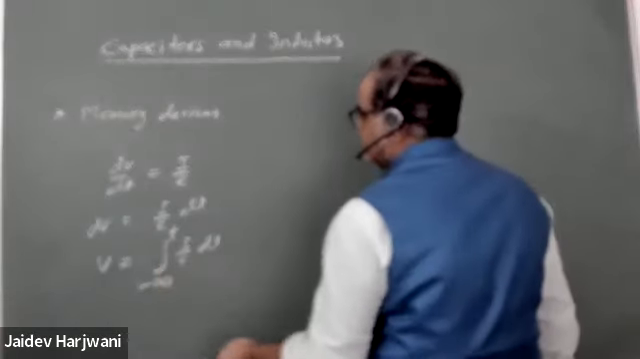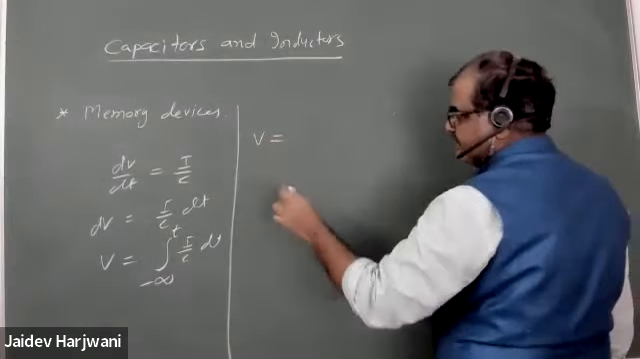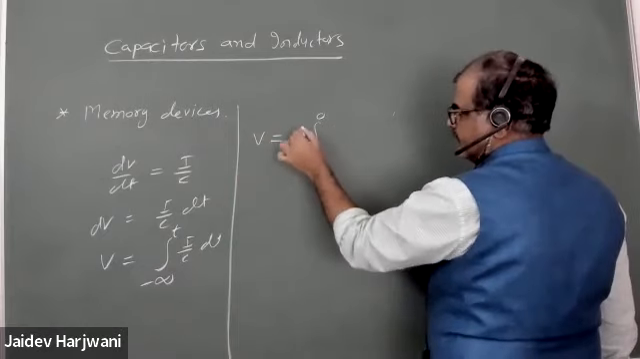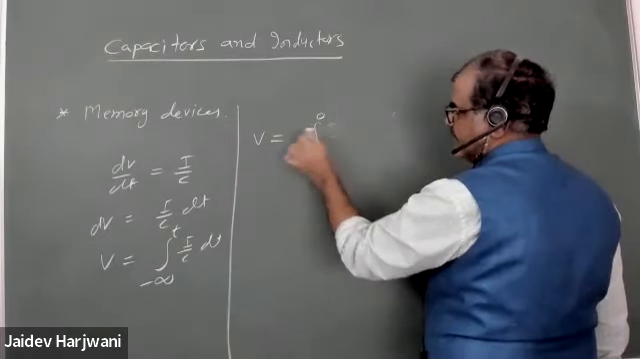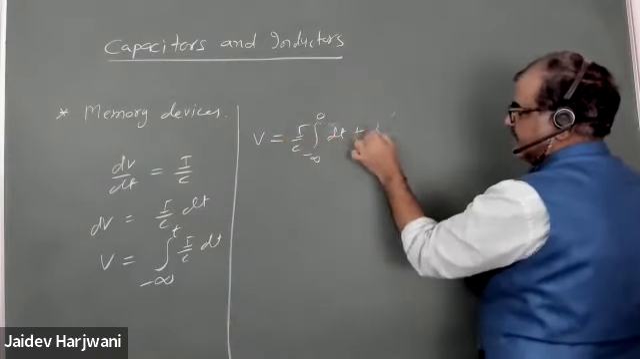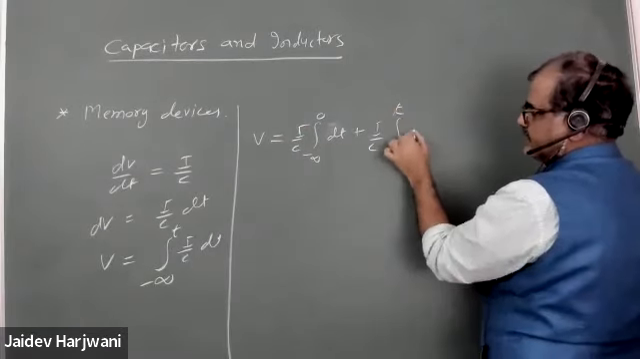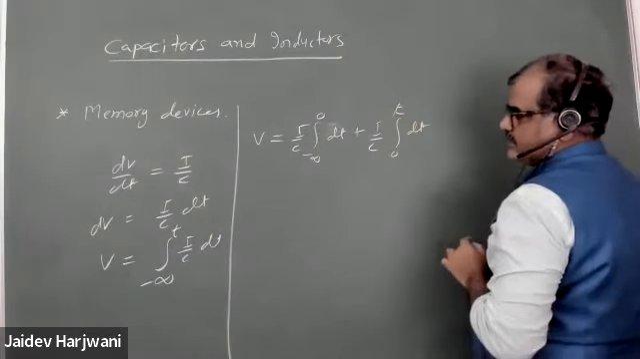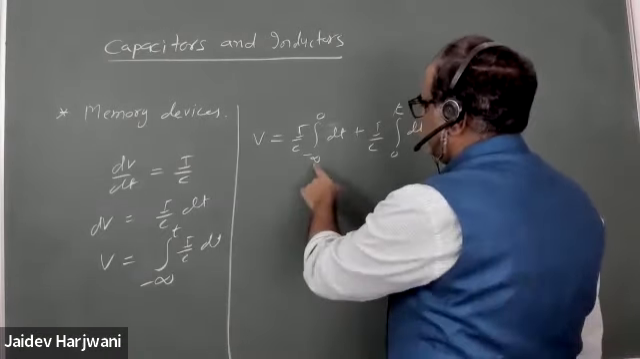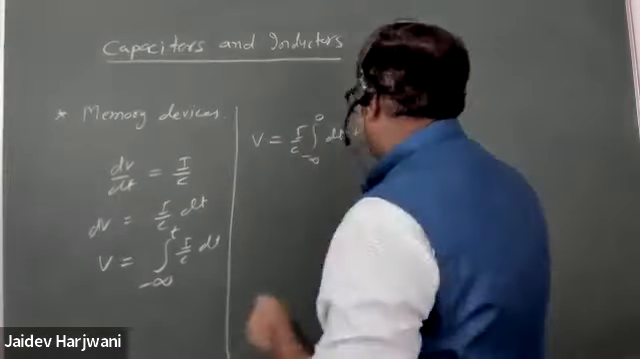Suppose I open this integration, I can break this limit. So I can write minus infinity to zero, I by C dt, plus I by C, zero to t dt. So this makes sure that we can include the initial state of the capacitor.